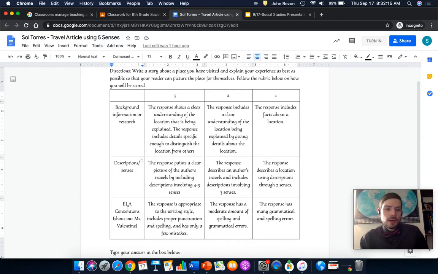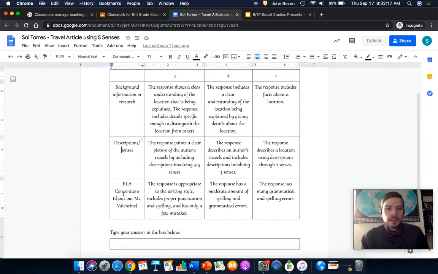Let's drop down to the last category here. It's called ELA conventions. Shout out Ms. Valentine, Ms. Martinez. It says the response is appropriate to the writing style, includes proper punctuation and spelling, and has only a few mistakes. So if you mess up some spelling, if you don't capitalize some I's, if you miss some punctuation, you'll get a 3 out of 3. If you have a moderate amount of spelling and grammatical errors, you'll get a 2 out of 3. If you have many grammatical and spelling errors, you'll get a 1 out of 3.